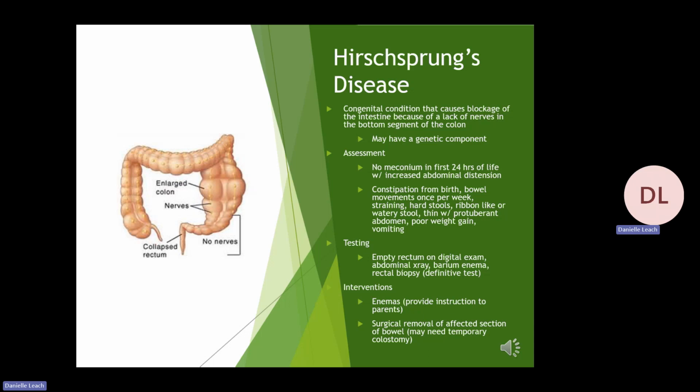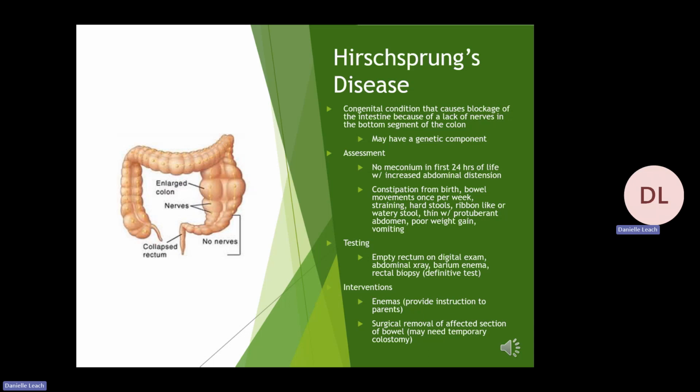Hirschsprung's disease is a congenital condition that causes blockage of the intestine because of a lack of nerves in the bottom segment of the colon. So these nerves normally allow the muscles and the wall of the intestine to contract and move digested food towards the anus to be eliminated from the body. But with Hirschsprung's disease, these nerves are totally missing, sort of like you can see in this graphic. There's no nerves in a certain portion of the colon or in the rectum.